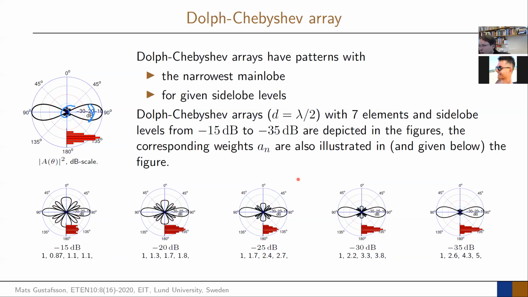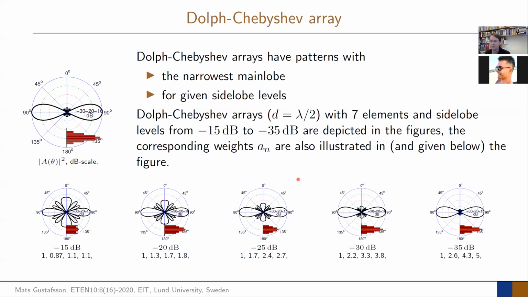So you trade that width of the main beam because you want to have a narrow main beam. And you say, I accept some side lobes. I mean, 35 dB down is pretty low. And this is a really good radiation pattern. Dolph-Chebyshev is really, I mean, almost the best you can get. It's a very, very good radiation pattern.